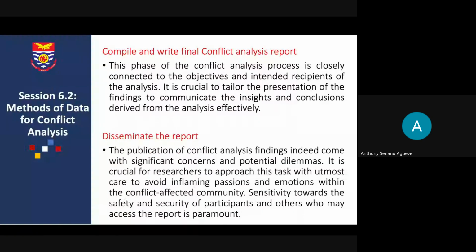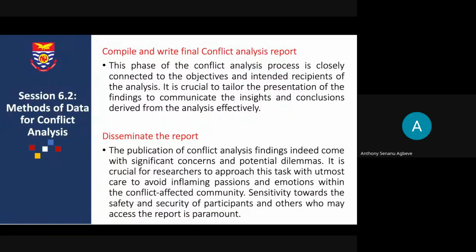Then after you've analyzed the data, you write your report. You write your report, what you found. That when you went into the community, you spoke to the people. This is what you found. This is the information you got. This is what the people are saying. Then at the end of the day, you disseminate the report. So after writing the report, you disseminate the report.